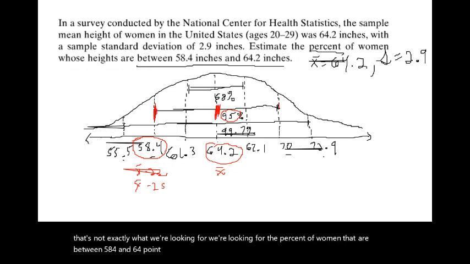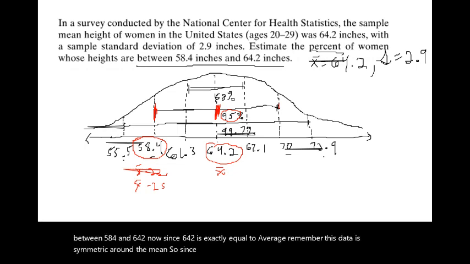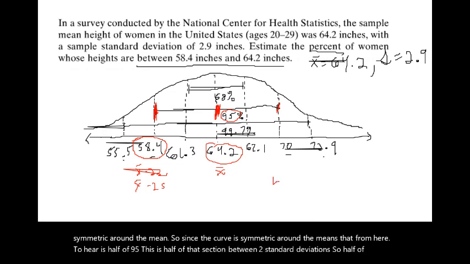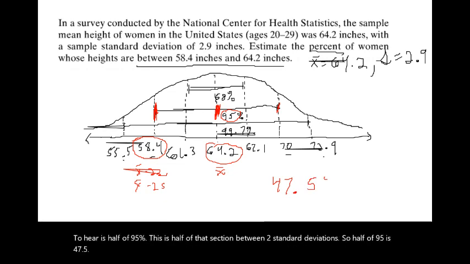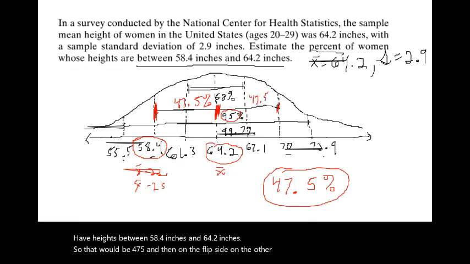Now, since 64.2 is exactly equal to the average, remember this data is symmetric around the mean. So since the curve is symmetric around the mean, that means that from here to here is half of 95%. This is half of that section between 2 standard deviations. So half of 95 is 47.5. So that means 47.5% of these women have heights between 58.4 inches and 64.2 inches. So that would be 47.5%. And then on the flip side, on the other side, would be another 47.5%.